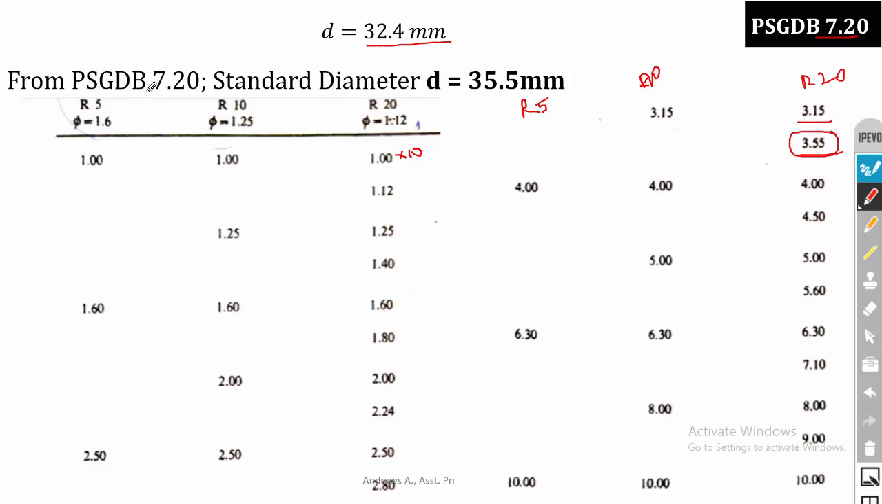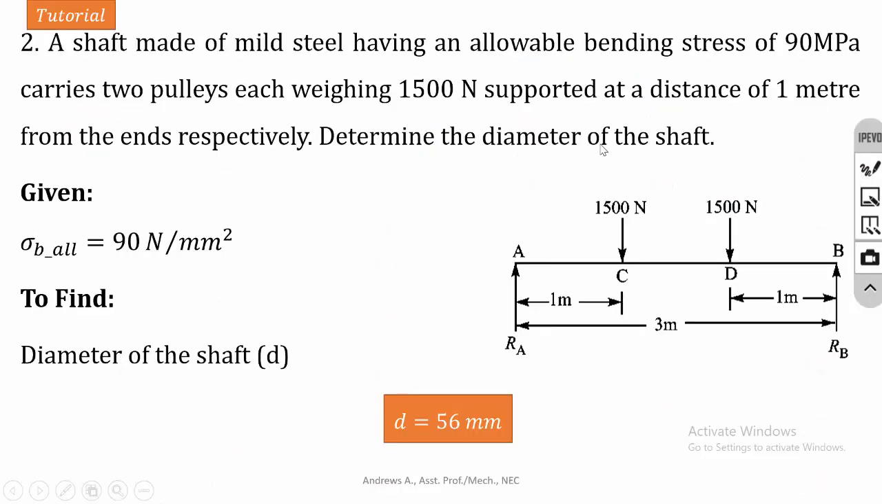So from PSG data book page number 7.20, the standard diameter size is D equal to 35.5 mm. Okay. This is the standard diameter, and the standardization carries 2 marks, so keep that in mind. We have to standardize the diameter. So this is how we have to solve the problems on shaft subjected to bending moment only.